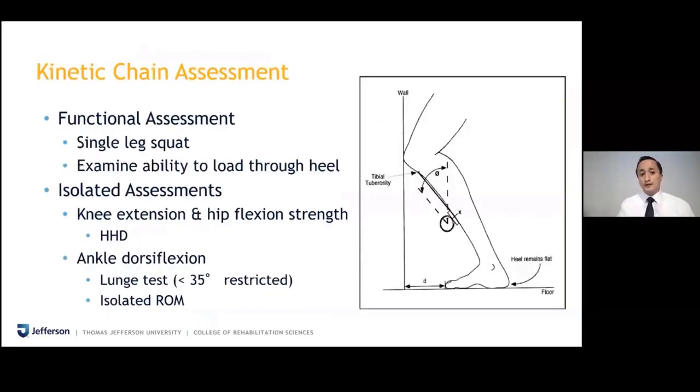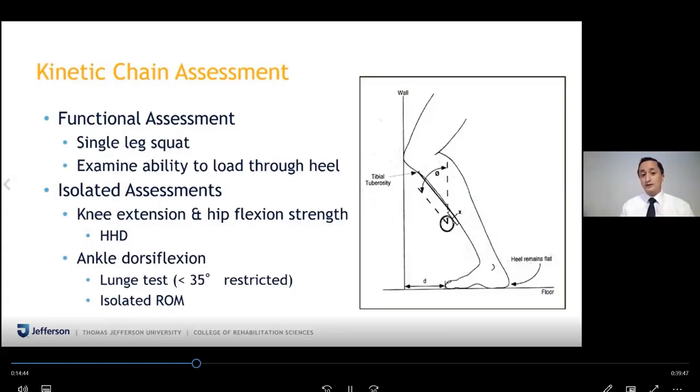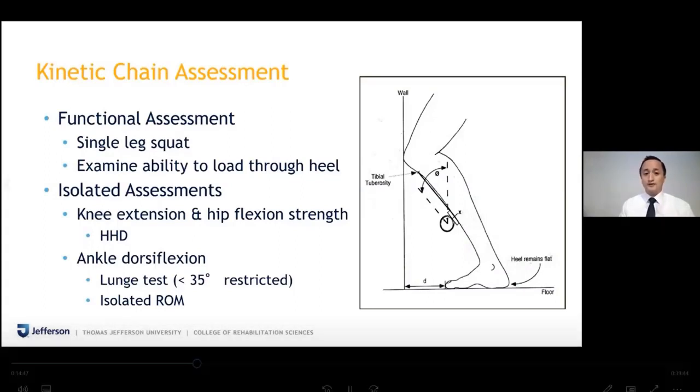So how do we look for this from a kinetic chain standpoint? One, in our functional assessment, we could do a single leg squat. We want to see if they can really sit down into that leg, keep their center of pressure over their heel, and get good mobility through that leg. We could also look at some isolated assessments, such as knee extension and hip flexion strength. If we think it's a weakness issue, we could use an HHD to measure how strong they are in their quads and their glutes.